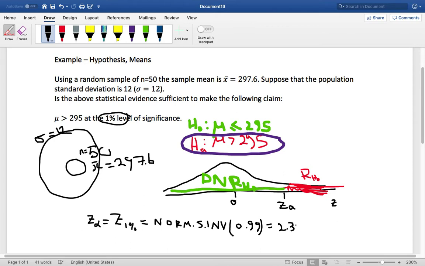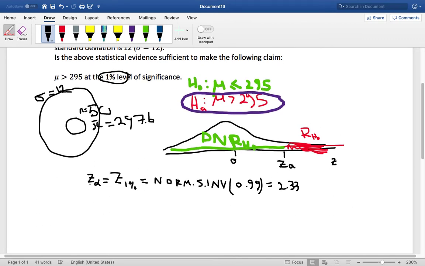Remember, it's a critical value because it's critical. Which side of the critical value does the test statistic fall? In the red zone, it's reject. Our answer is reject. In the green zone, it's do not reject. So what's our test statistic for this test? Now, I like to call it the standardized test statistic. You don't have to. You just call it the test statistic.